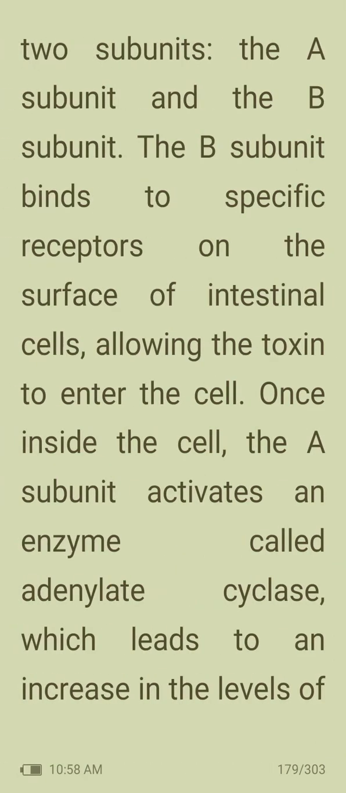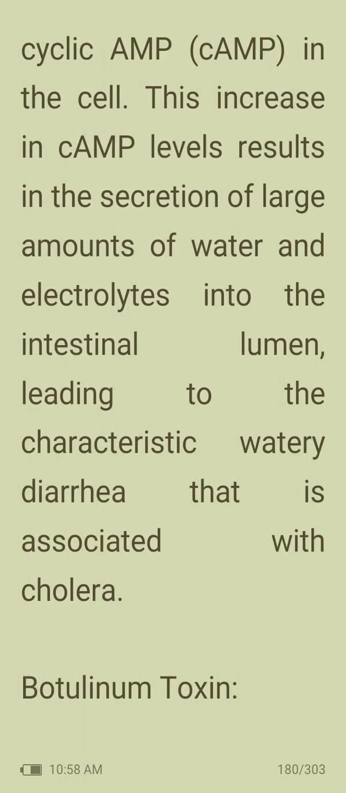So what's happening here? The A subunit activates an enzyme called adenylate cyclase, which leads to an increase in the levels of cyclic AMP in the cell. This increase in cyclic AMP levels results in the secretion of large amounts of water and electrolytes into the intestinal lumen.